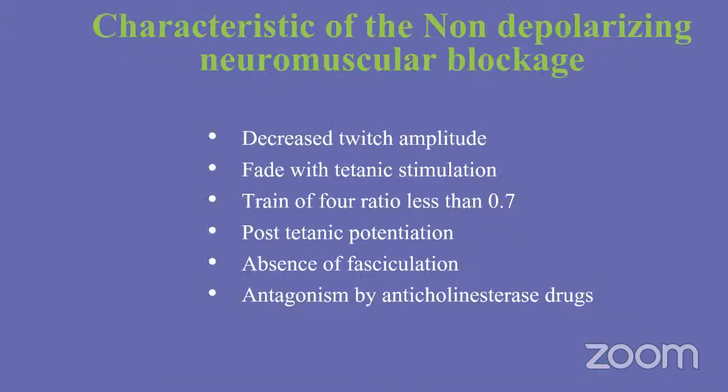What are the characteristics of non-depolarizing muscle relaxants? There will be decreased twitch amplitude and fade with tetanic stimulation. The train-of-four ratio shows less than 0.7. Post-tetanic potentiation occurs, there is absence of fasciculation, and they are antagonized by anticholinesterase drugs.